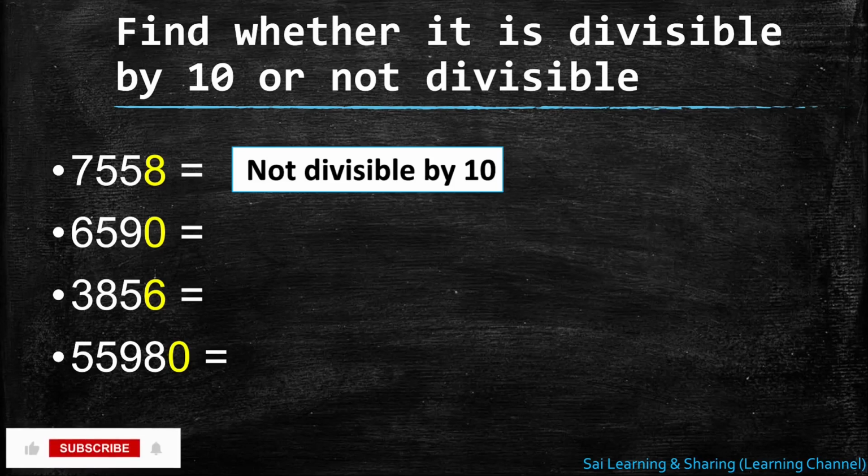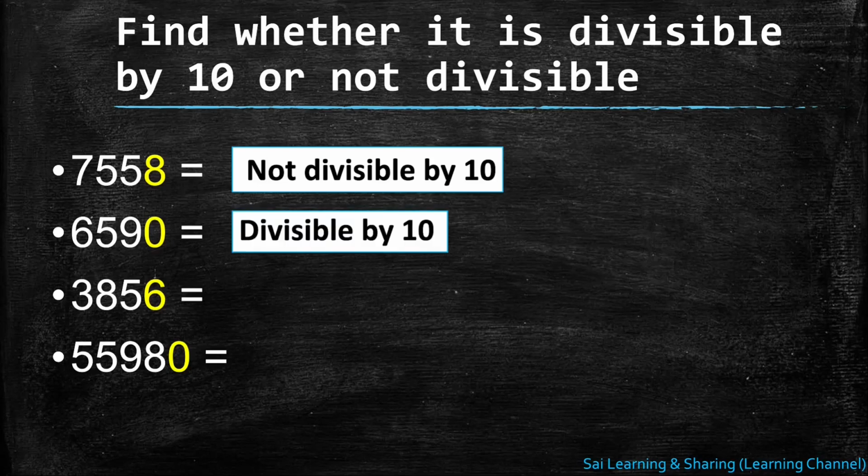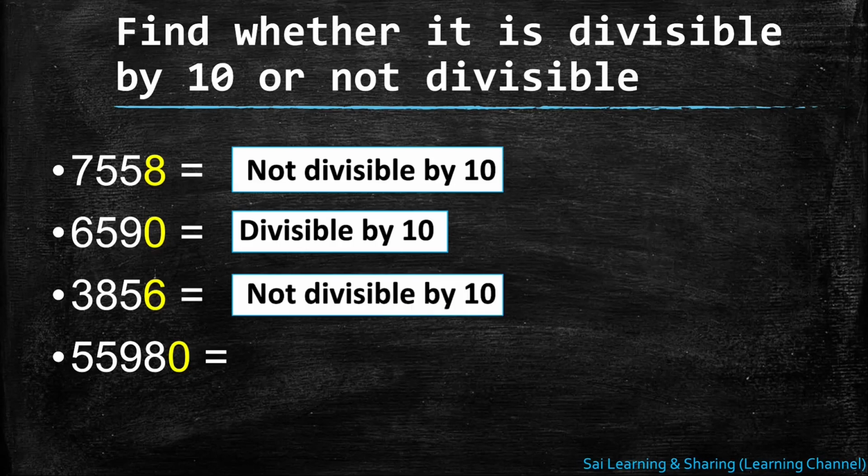Second question, 6,590. In the ones place it is written 0, so it is divisible by 10. 3,856. In the ones place it is written 6, so it is not divisible by 10. Hence it is not 0.